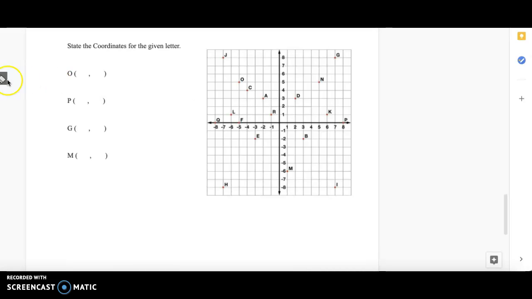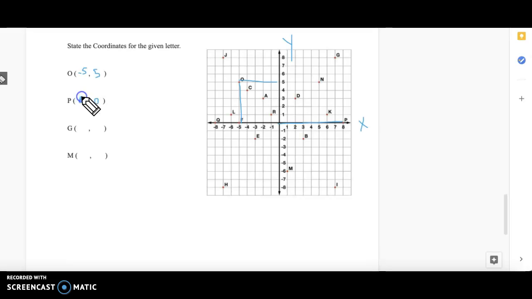So we're going to find our O value on here. Our O value is right here. Remember, we want to put our x-axis first. Our x comes first, our y comes second. So we're going to look how far left did we go. We went over to -5, and then we went up to a +5. So my answer here should be -5, 5. For P, we went all the way over to 8, and then we didn't go up or down. So we went all the way over to 8, and then we went up and down 0.